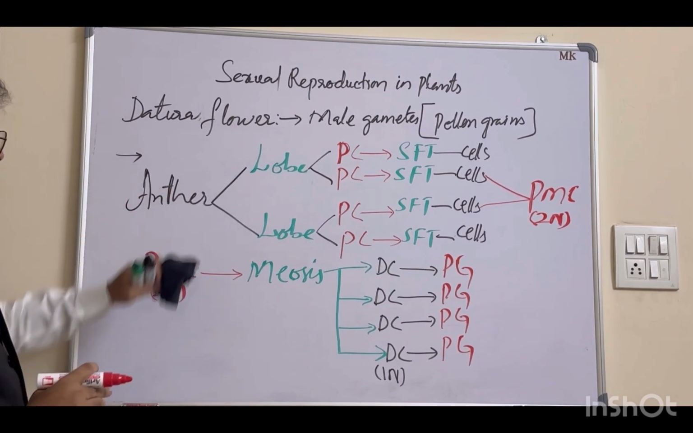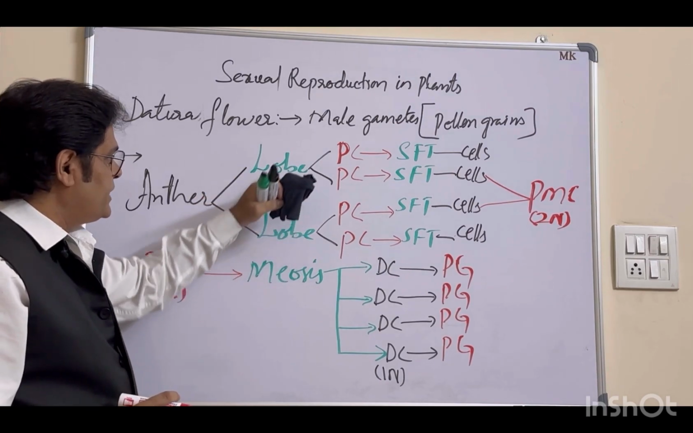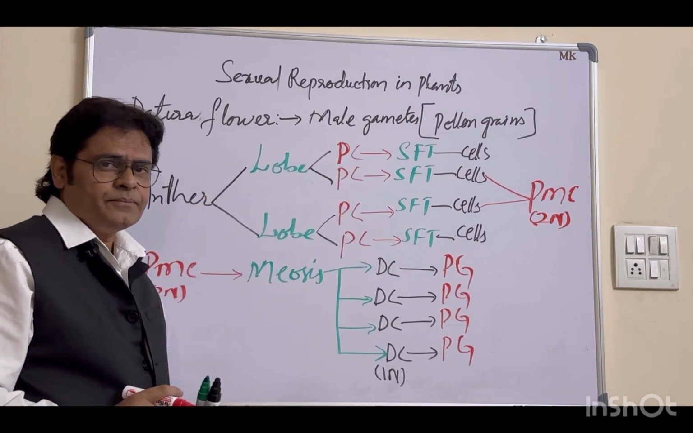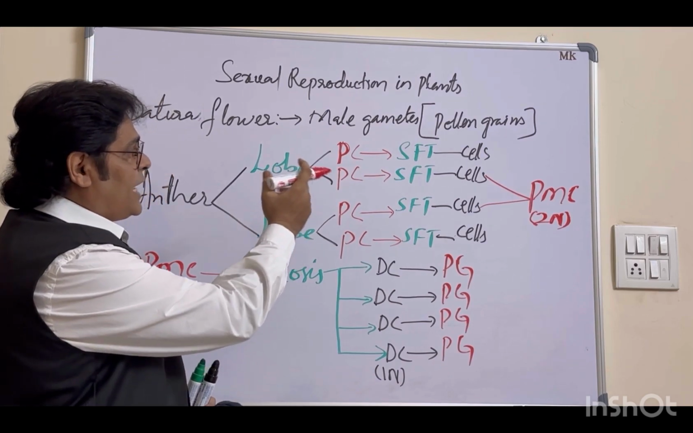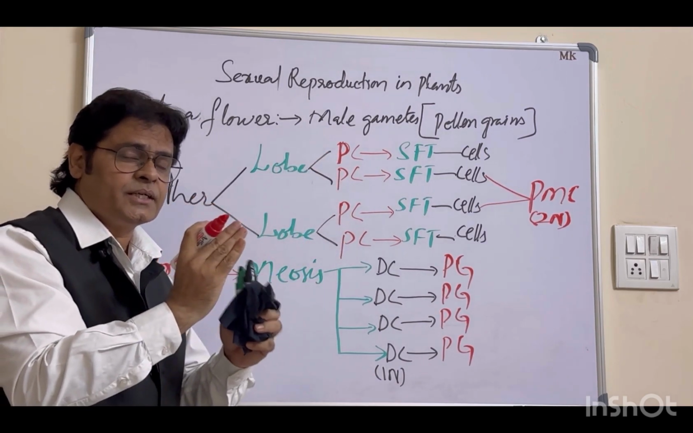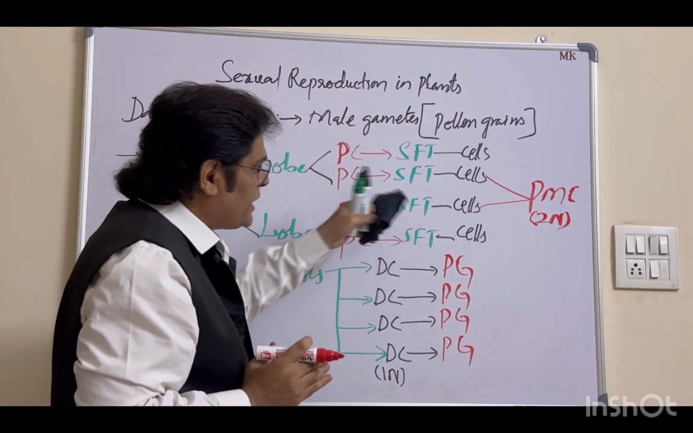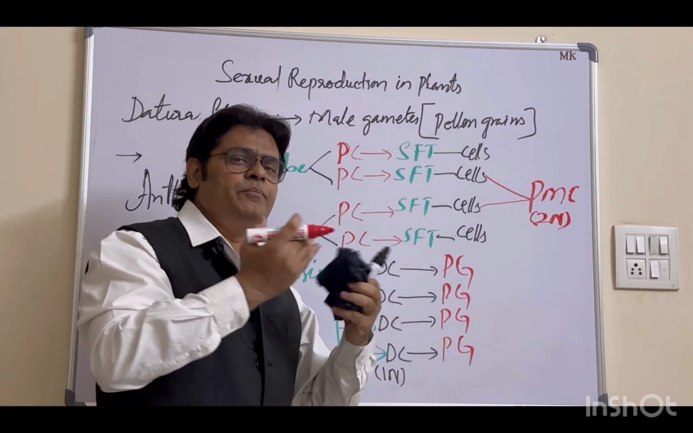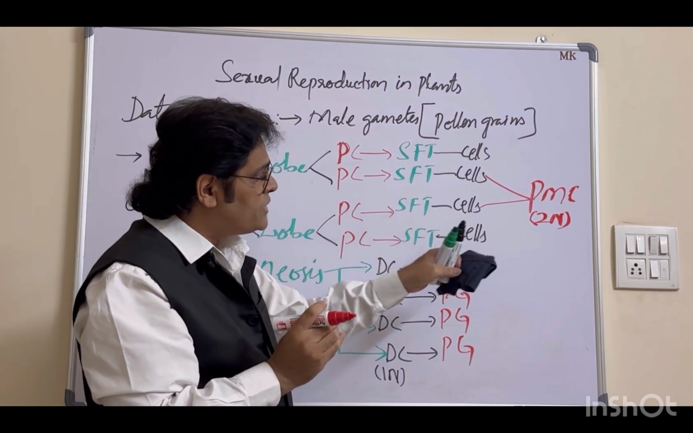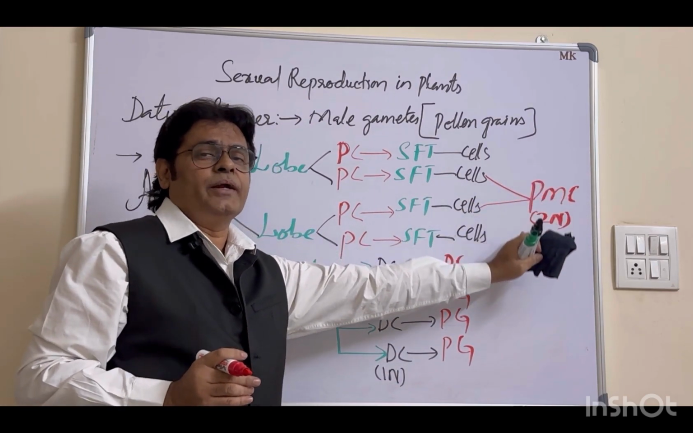Once again, I'll tell you. Anther consists of two lobes. Each lobe consists of two pollen chambers. Each pollen chamber consists of a large number of spore formation tissues. Spore formation tissues contain a large number of cells. Out of many cells, few cells convert into pollen mother cells, which are diploid in condition.